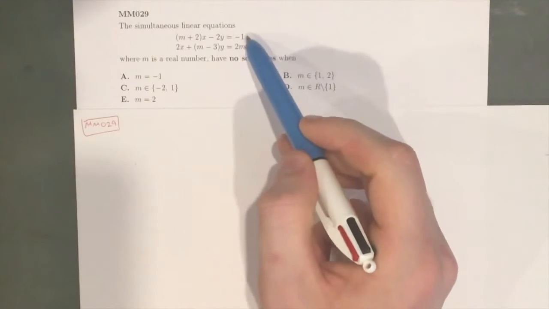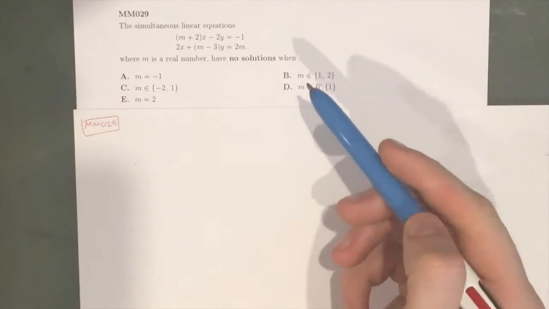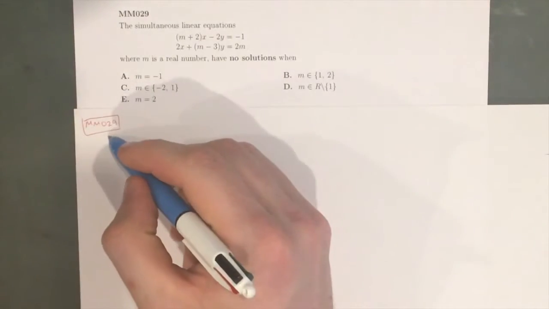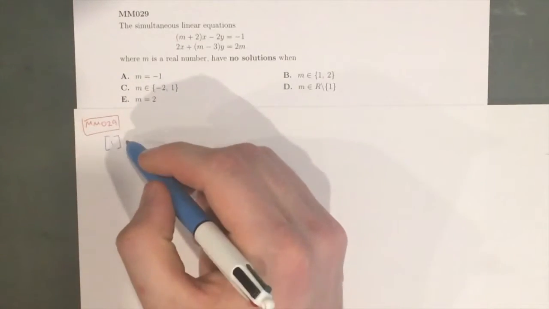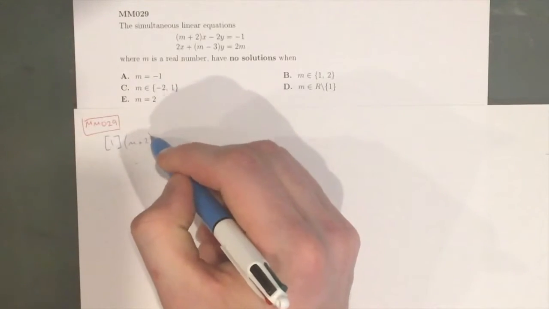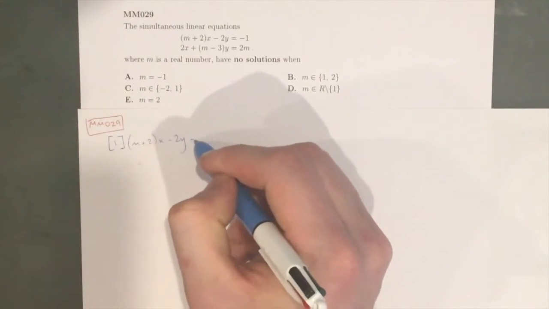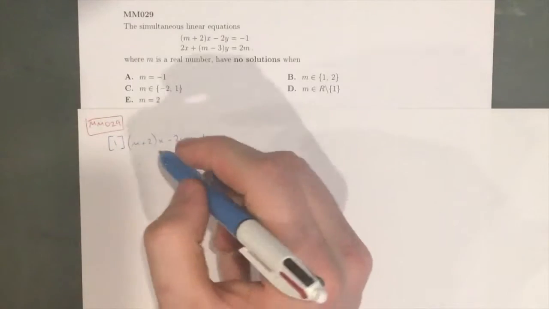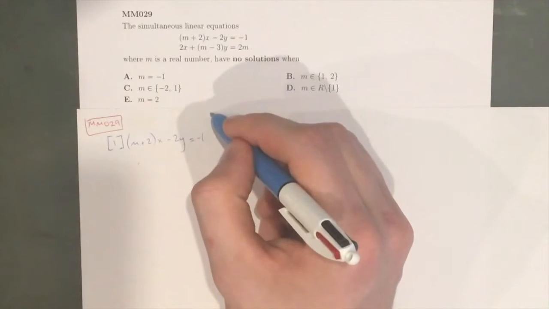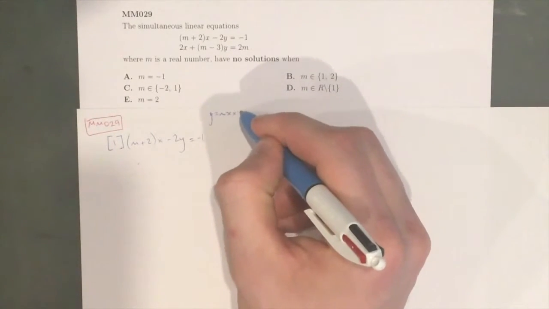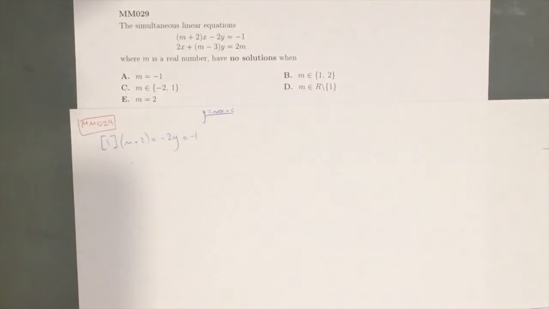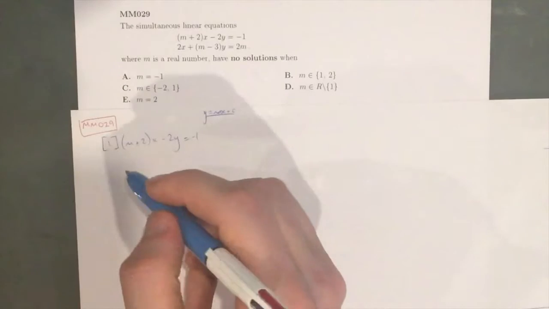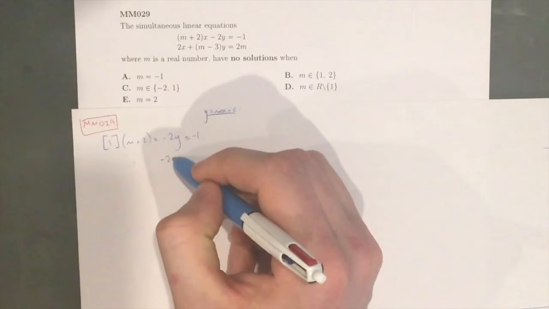Firstly, we need to recognize that these two equations are not in the same form and therefore they're not comparable. So let's make them comparable by getting them in the same form. Our first equation is (m + 2)x - 2y = -1, and we want to get that into the form y = mx + c. If we get both of them into that form, it's going to be a lot easier to see what's happening. So we basically want to get y by itself.